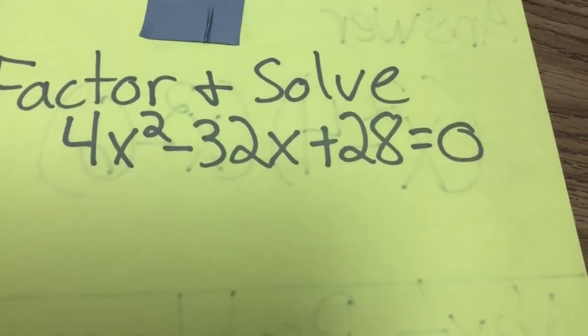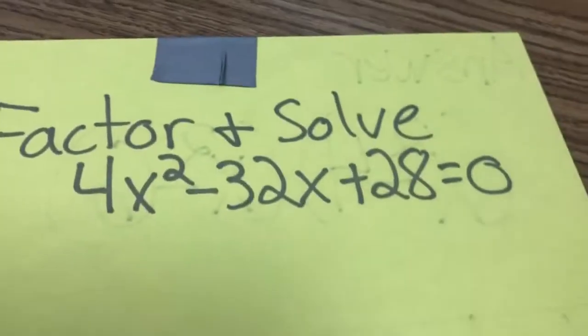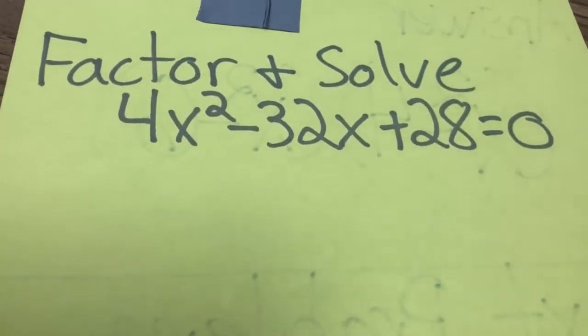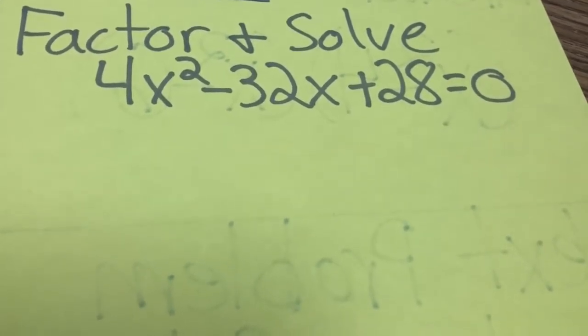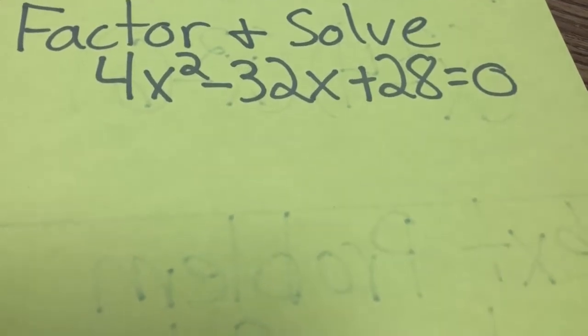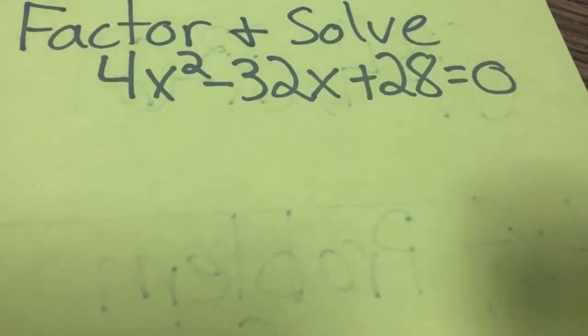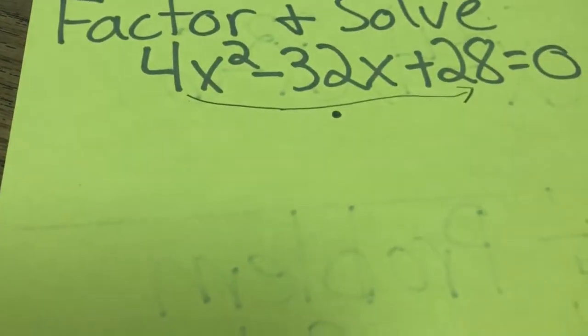Factor and solve 4x squared minus 32x plus 28. So we're going to factor this. Again, if you really like the quadratic formula, you could use the quadratic formula. But this one didn't specify, so we're going to use a different method. I'm going to use the slide and divide method. I'm going to take my A, and I'm going to move it all the way over. When I slide it all the way over to my C, I'm going to multiply.